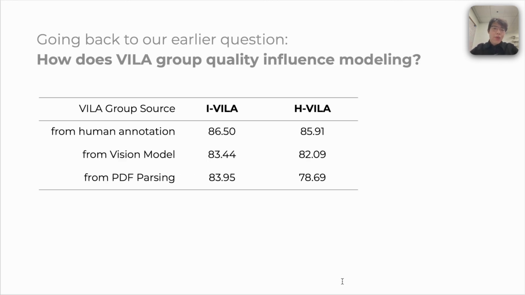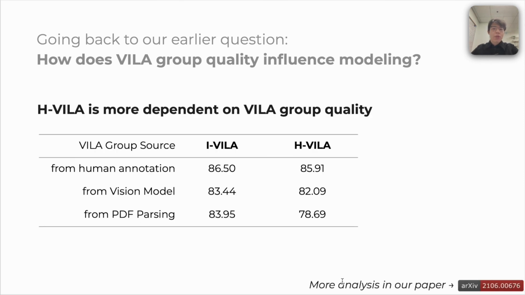Given this dataset, we can go back to our earlier question and study how VILA group quality influences modeling. As such, we compare different IVILA and HVILA models on the S2VL dataset. And we find that the HVILA model is more dependent on the VILA group quality, given it has to make the same prediction for each VILA group. On the contrary, IVILA is more robust and the results are less variable using different sources. And of course, please check our paper for more detailed analysis if you are interested.